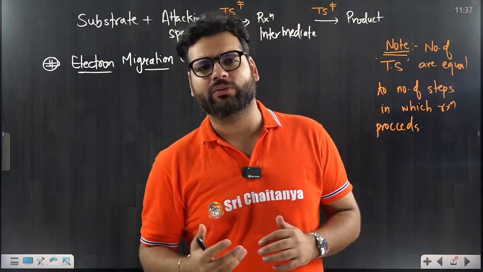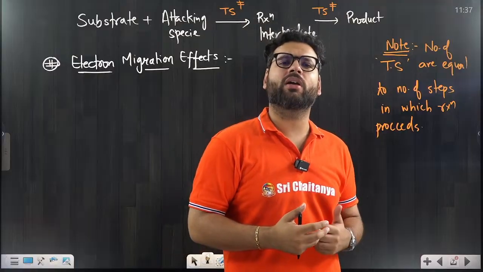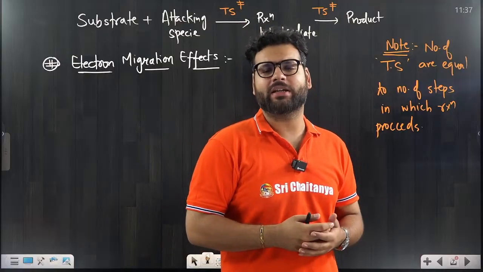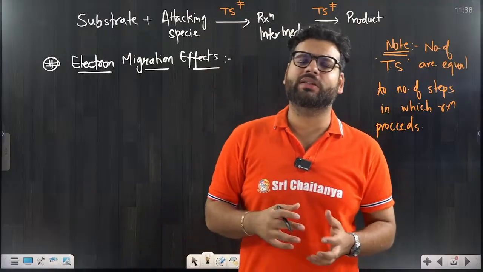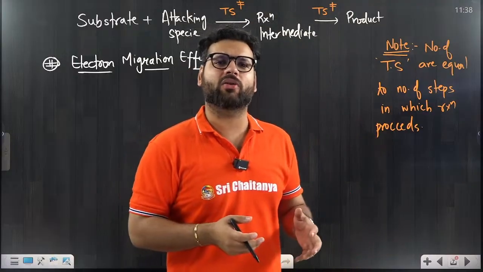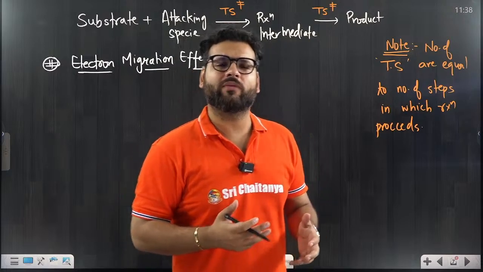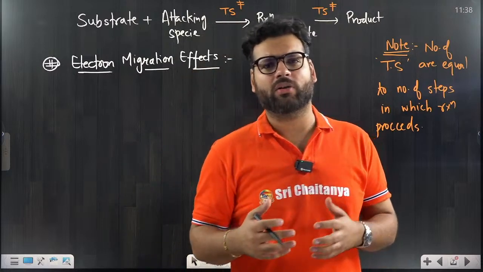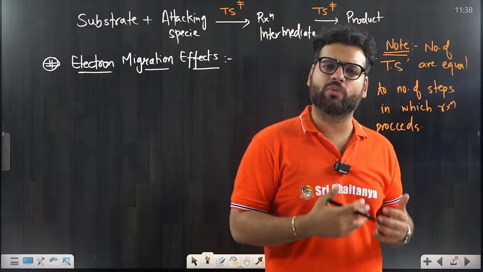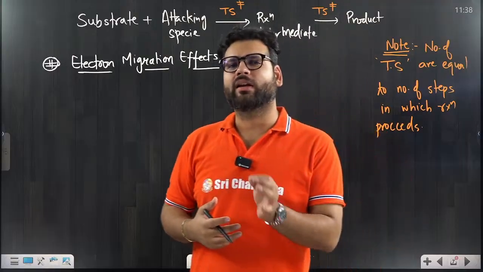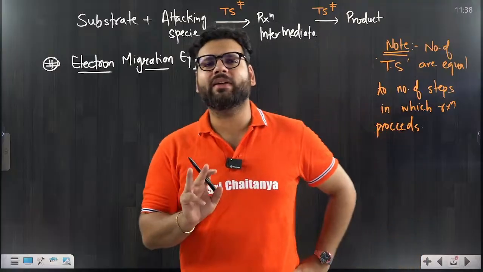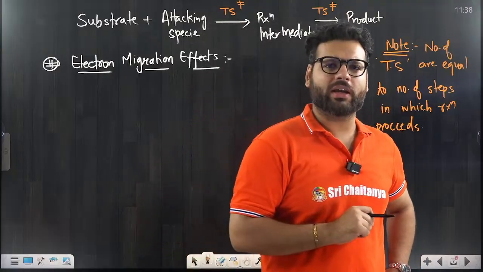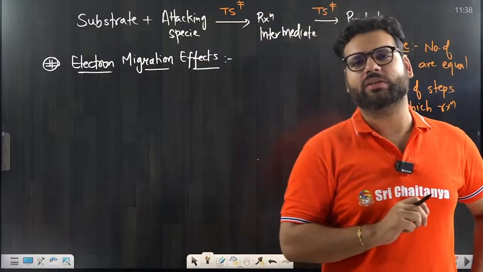The name itself tells you. Its other name is electron displacement effects. Displacement or migration means movement. So in which direction does a sigma electron or a pi electron move will be studied under electron migration effects. There are 3 ways electrons can move in an organic compound.